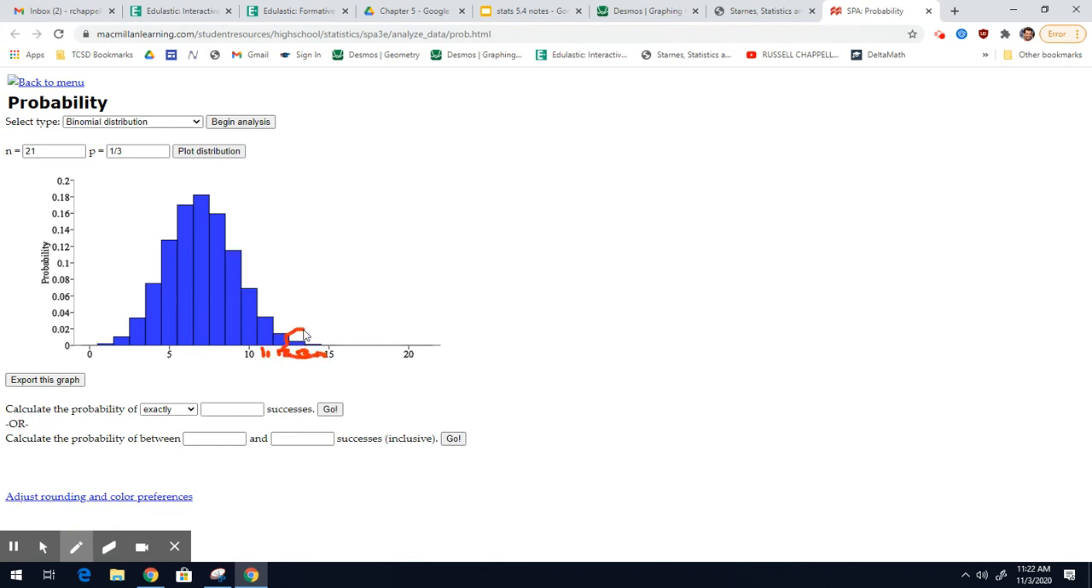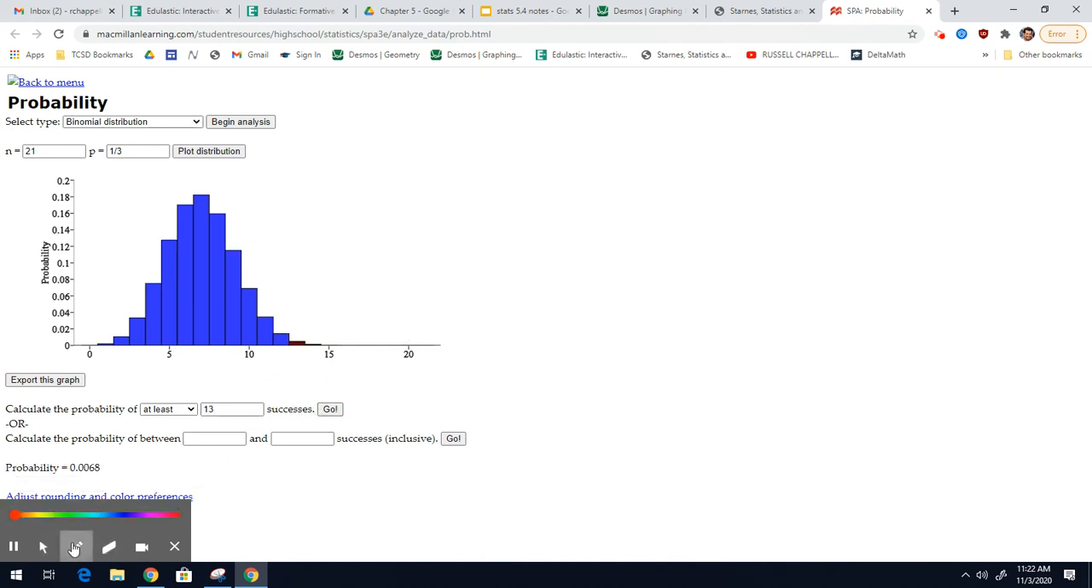If we look at 13 and above, x greater than or equal to 13, notice there's a very small probability. So let's see what we get. Down here, it talks about how you can calculate the probability. We want the probability of greater than or equal to. Notice that's not a choice, but more than is, and we don't want more than because we want equal to. Greater than or equal to means 13 could be the least amount, but we could have more. So this is at least 13. And we go.